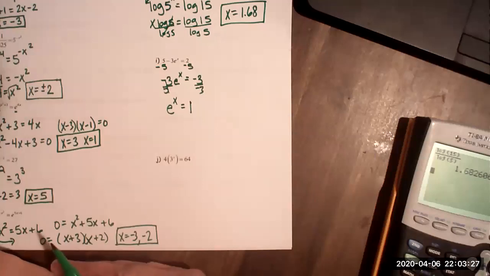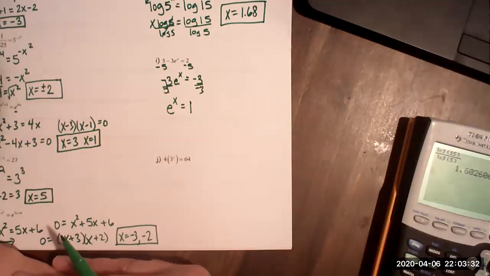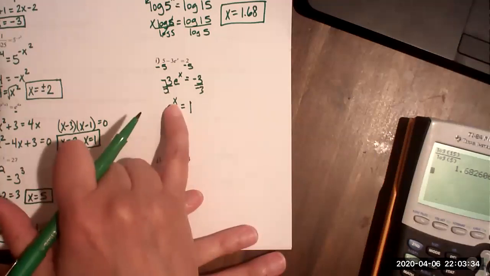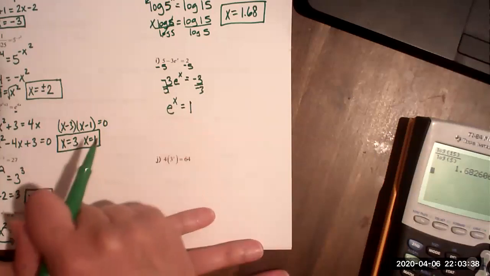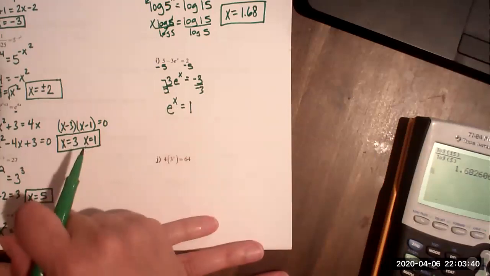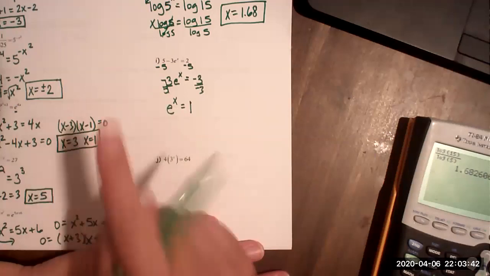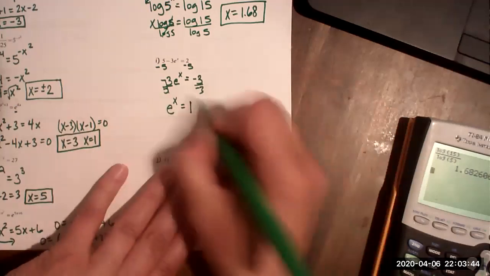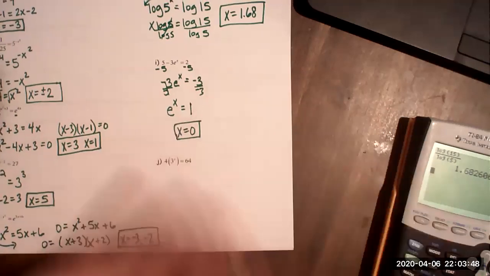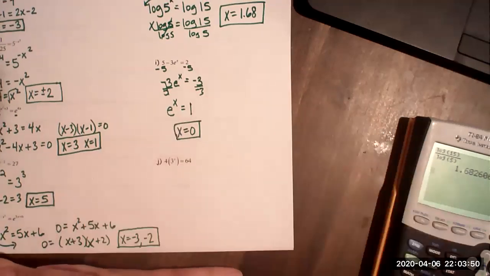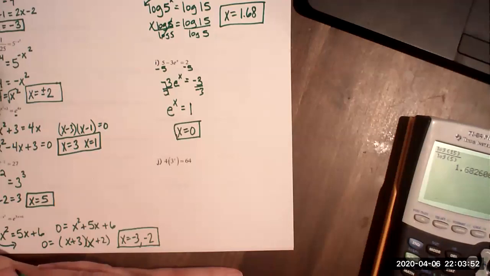Instead of having to actually solve this one, I just want you to think about it. What exponent always gives you an answer of 1? You've probably heard me say this a million times. Anything to the 0 power equals 1. So that means in this problem, you can just think through it. It has to be 0. Because if I plug 0 in for x, e to the 0 power is 1. So that one you don't really have to do anything else to.